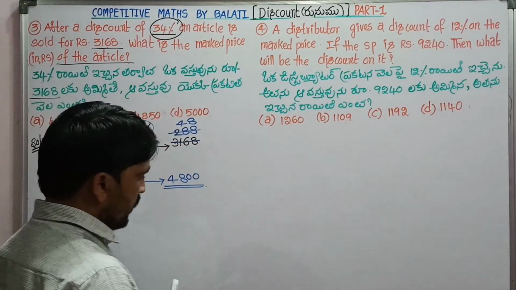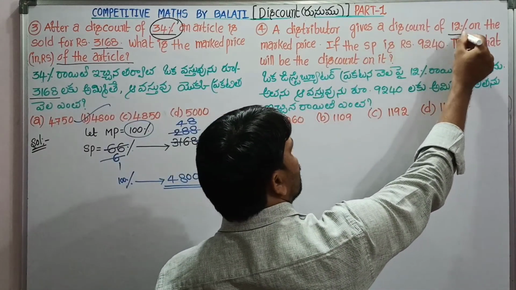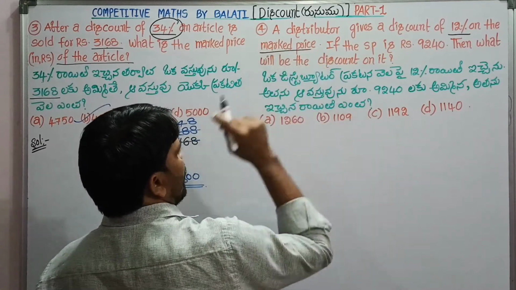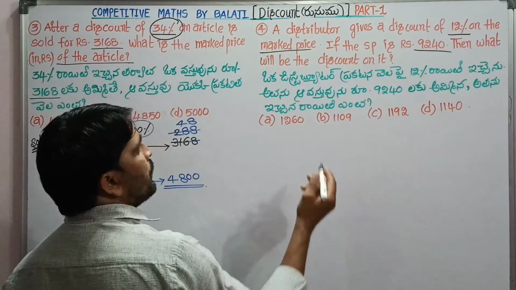B. Next question, the fourth one. A distributor gives a discount of 12% on the market price. If the SP is 9,240, then what will be the discount on it?